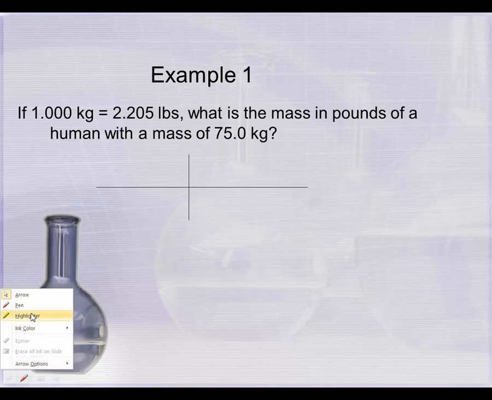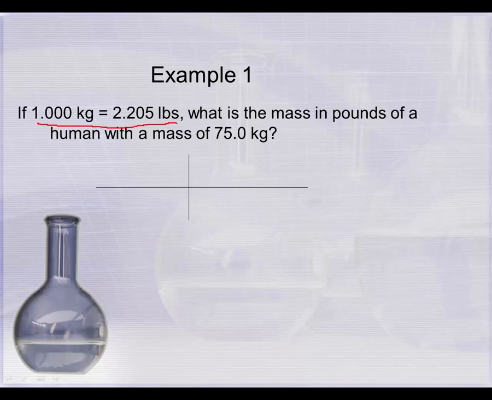So typically in a dimensional analysis problem, which we do a lot in chemistry, you wind up getting told some equality. All right, so we get told some equality, or we might have to know some equality, and we're asked a question. Okay. The particular question we got here is, what is the mass in pounds of a human with a mass of 75 kilograms? So they want us to take 75 kilograms and convert that into pounds.